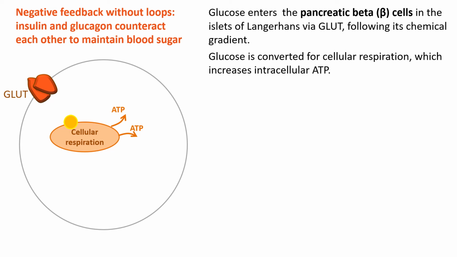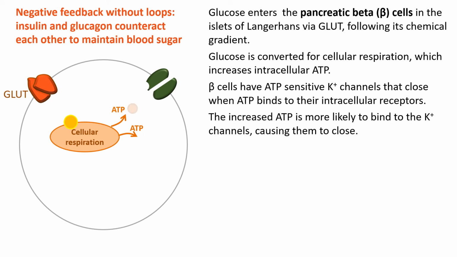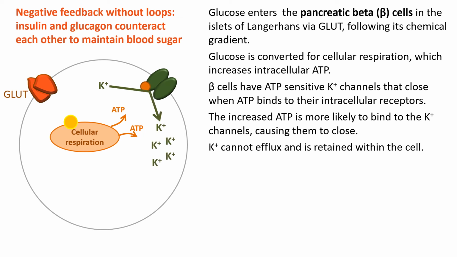Glucose, once in, is converted by cellular respiration. This will increase the levels of intracellular ATP. Now, beta cells have ATP-sensitive potassium channels that close when ATP binds, and the ATP binds to an intracellular receptor. If we've got an increased level of ATP, then it's more likely to bind to these ATP-sensitive potassium channels. When it does, it causes them to close in beta cells. Because these channels are closed, potassium can't efflux, so it is retained within the cell. We're talking a small amount, a local area of depolarization developing inside the beta cell.